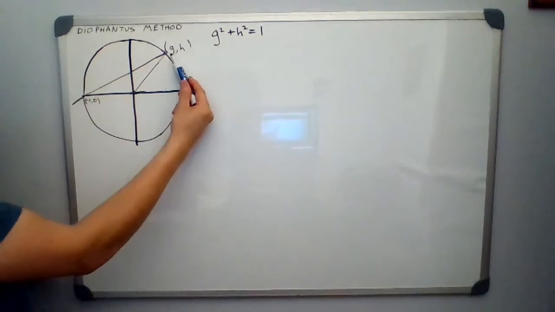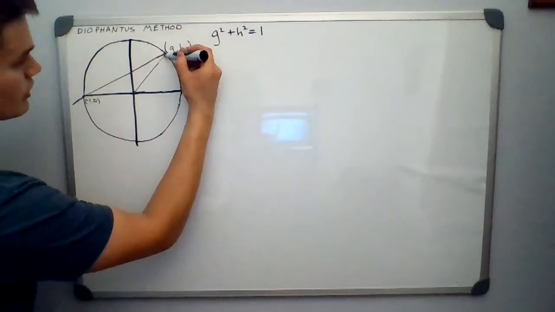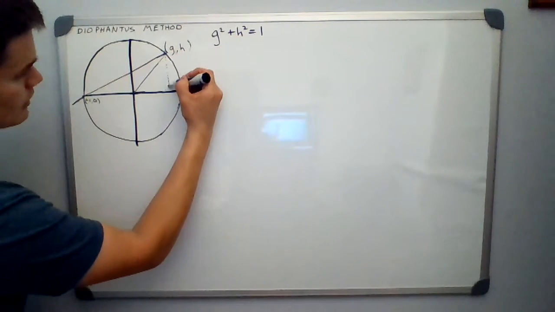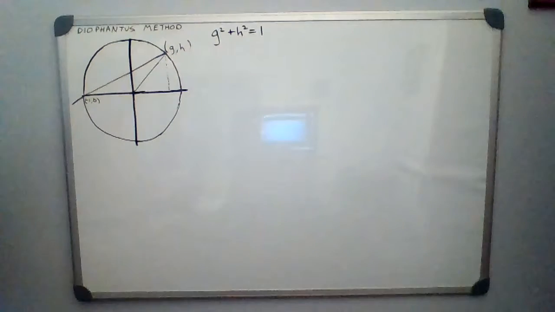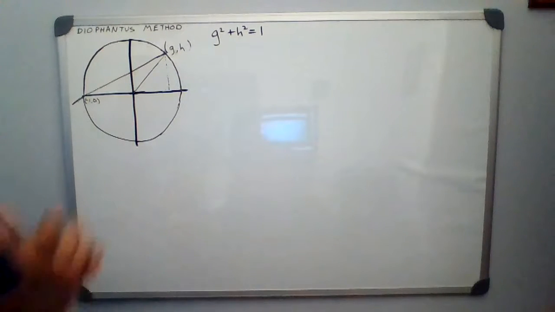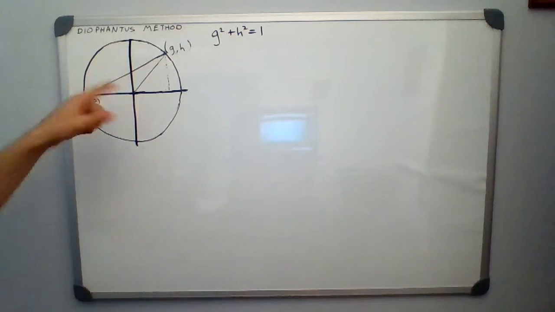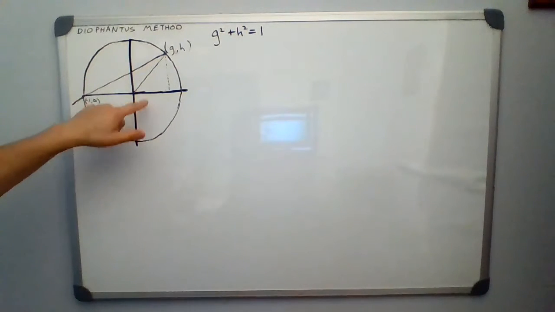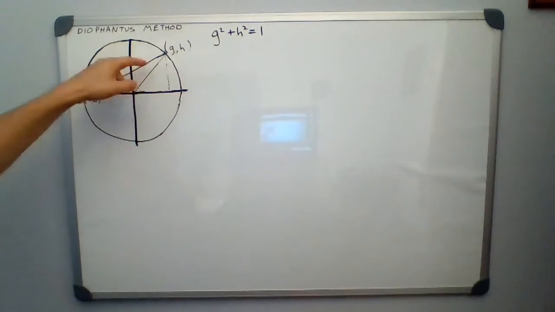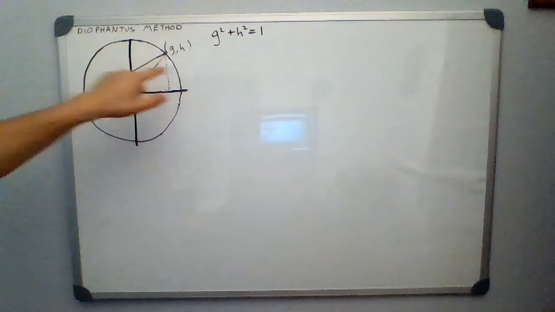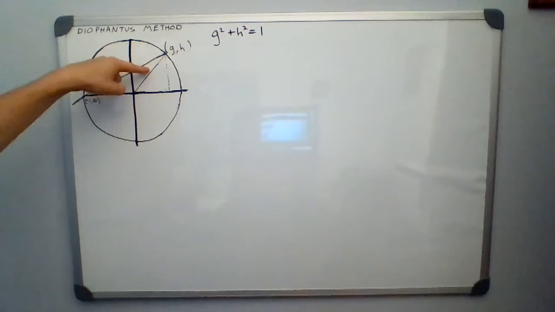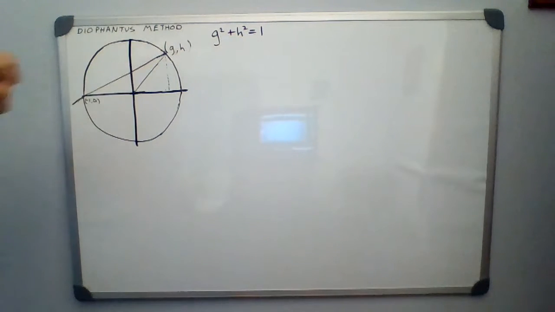So we could say G here is, well, if you remember the Pythagorean theorem, it has to do with the sides of a right triangle. So a squared plus b squared is equal to c squared, right? Or in this particular case, g squared plus h squared is equal to 1, since this is a unit circle. And G and H are going to be numbers between 0 and 1.